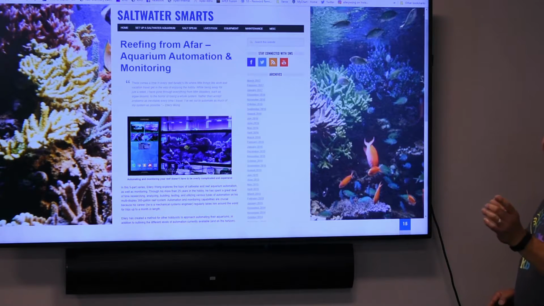So you can automate with a timer, right? A plug-in timer, that works. So there's a lot of ways to do things cheaper than everyday stuff you can find.